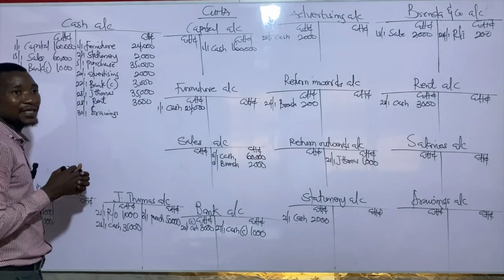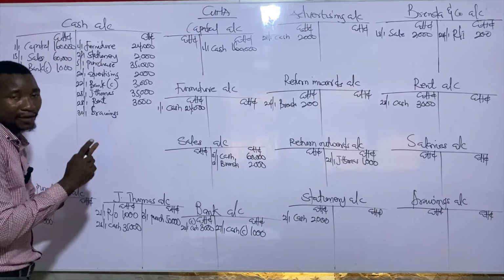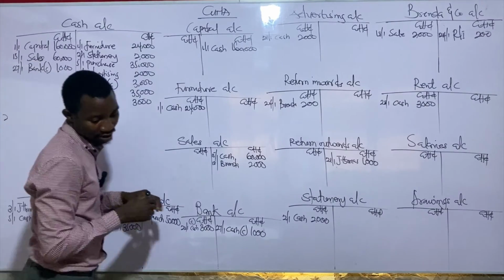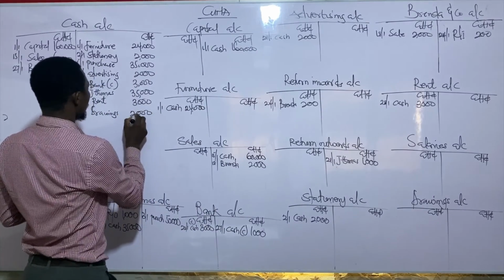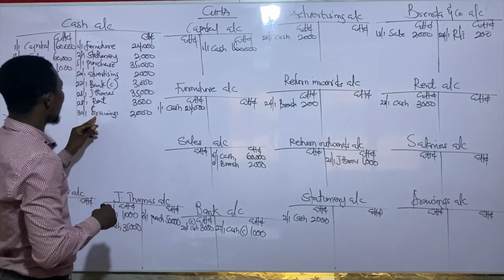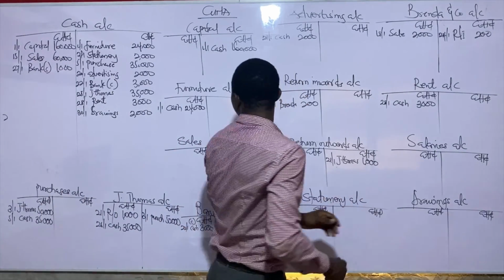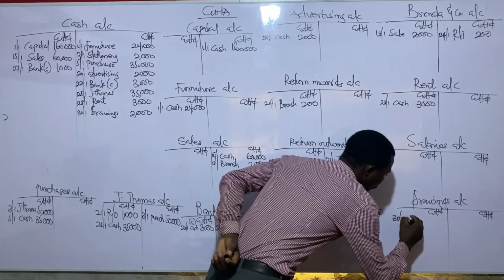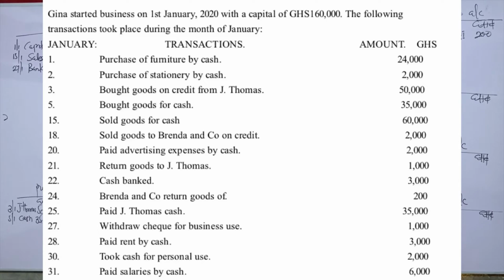Take note that there is a difference between cash taken for personal use and cash taken for business use. Good. And the amount was 2,000. So we move to the corresponding account called drawings account. Drawings account is here. That was on the 30th of January. So from cash, the amount was 2,000.